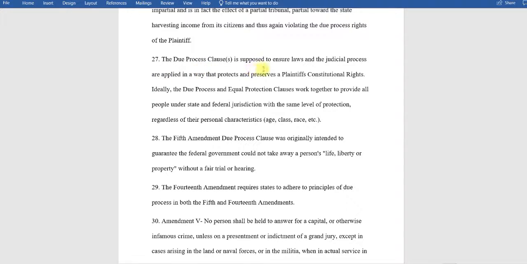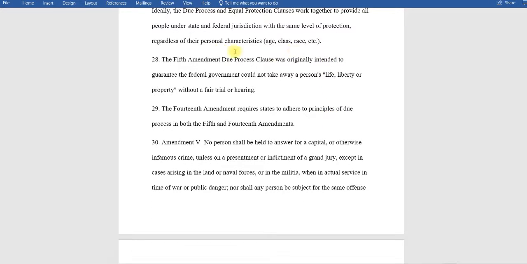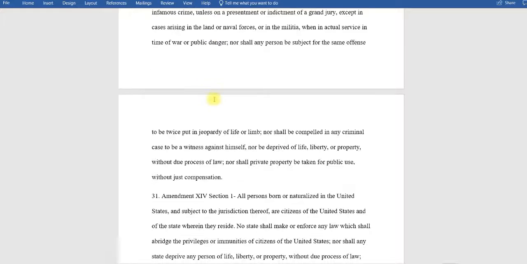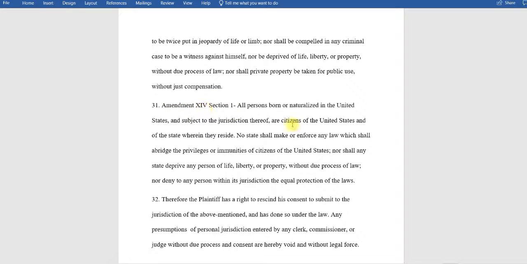The due process clause is supposed to ensure laws and the process are applied in a way that protects and preserves a plaintiff's rights. Ideally, okay, they should work together to provide all people under the state and federal with the same level of protection, which it doesn't. Okay, which is age, race, class, creed, color, you know, all that, obligor, obligee, non-custodial, custodial, okay, so they violate it right there. The Fifth Amendment, okay, life, liberty, or property. The 14th, okay, and here's Amendment 5, here's Amendment 14.